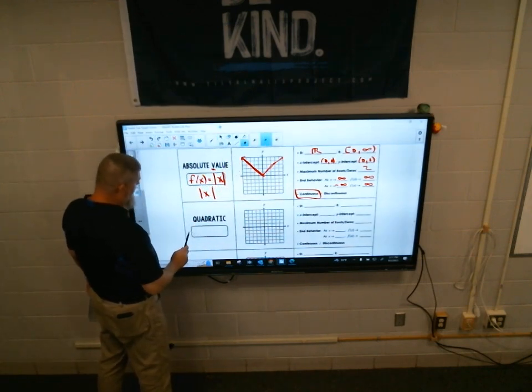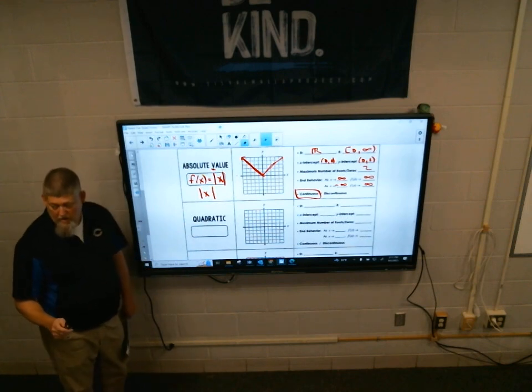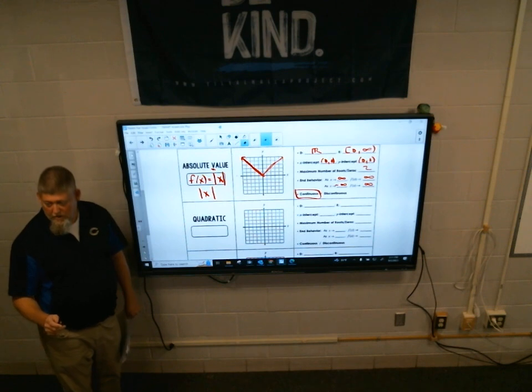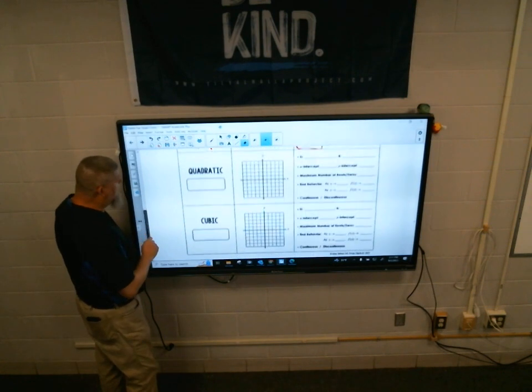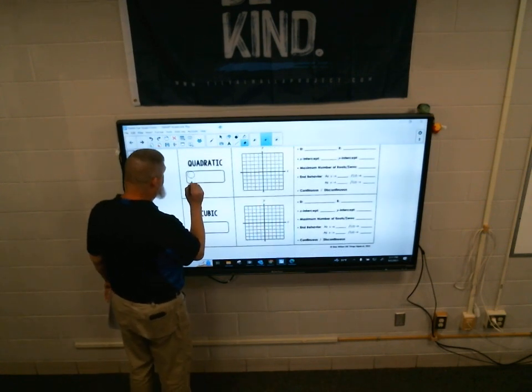All right, any questions on absolute value? Have you guys gone over all these functions before? No. All right, let's keep going, quadratic. All right, f of x.